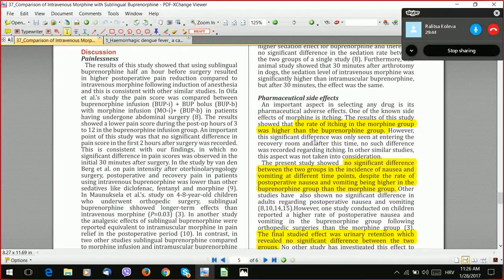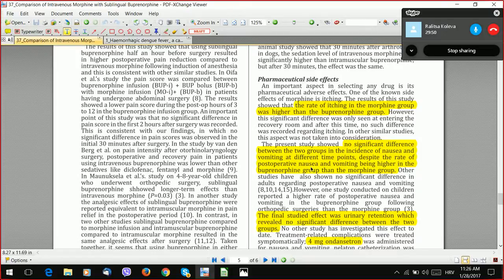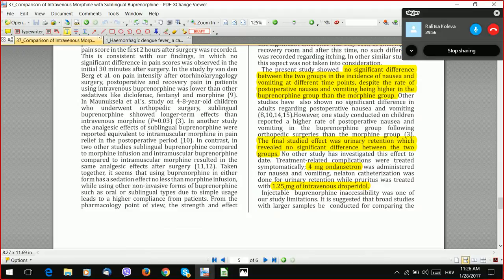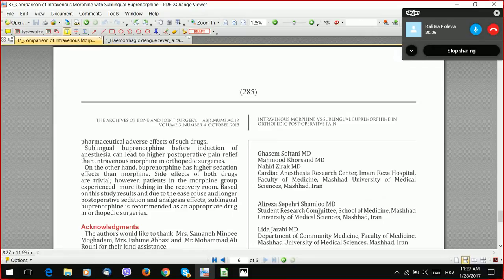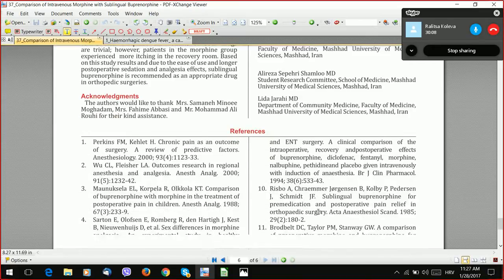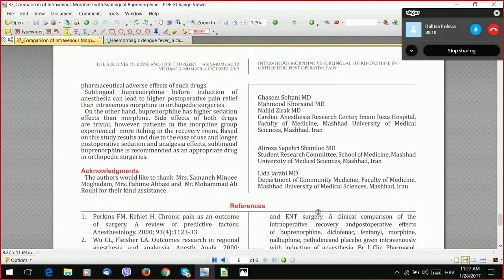The rate of itching in the morphine group was higher than the buprenorphine group. There were no differences between the two groups in the incidence of nausea and vomiting, and so on and so on. So this is all very important. Again, substances applied, therapy applied. And I reached the end of the article.